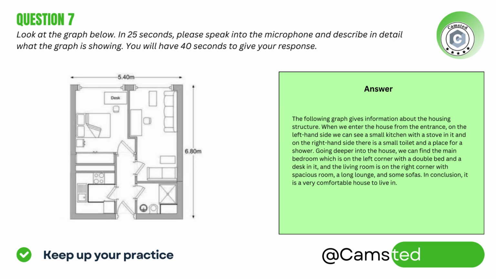Going deeper into the house, we can find the main bedroom, which is on the left corner with a double bed and a desk in it, and the living room is on the right corner with spacious room, a long lounge, and some sofas. In conclusion, it is a very comfortable house to live in.